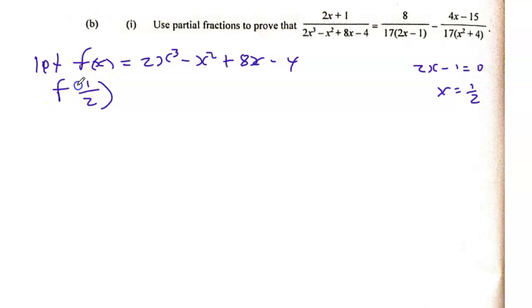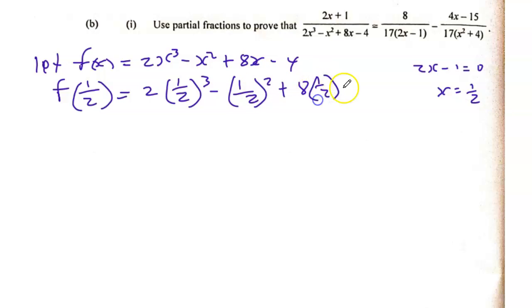Let's find f of half. f of half will be 2 times half cubed, replacing x with a half, minus half squared plus 8 times half minus 4. So half cubed is 1/8, so 2 times 1/8, that's a quarter, minus half squared, that's also a quarter, 8 times a half, that's 4, minus 4. So f of half is 0. So we know that 2x minus 1 is a factor.